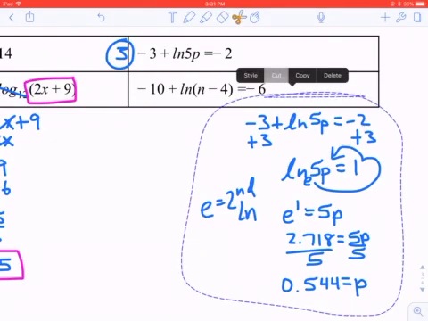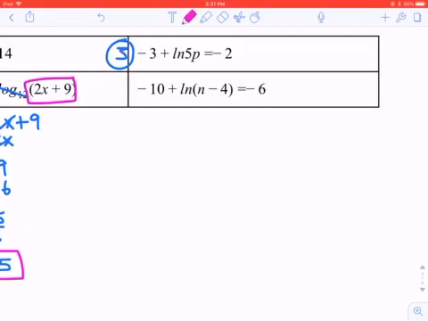And then we have one more problem to try. Number 6. Let me number that one. Let's see, grab my pen. Number 6. Negative 10 plus natural log of n minus 4 equals negative 6. So first I need to add the 10 to get the log part by itself. So natural log of n minus 4 will equal 4.